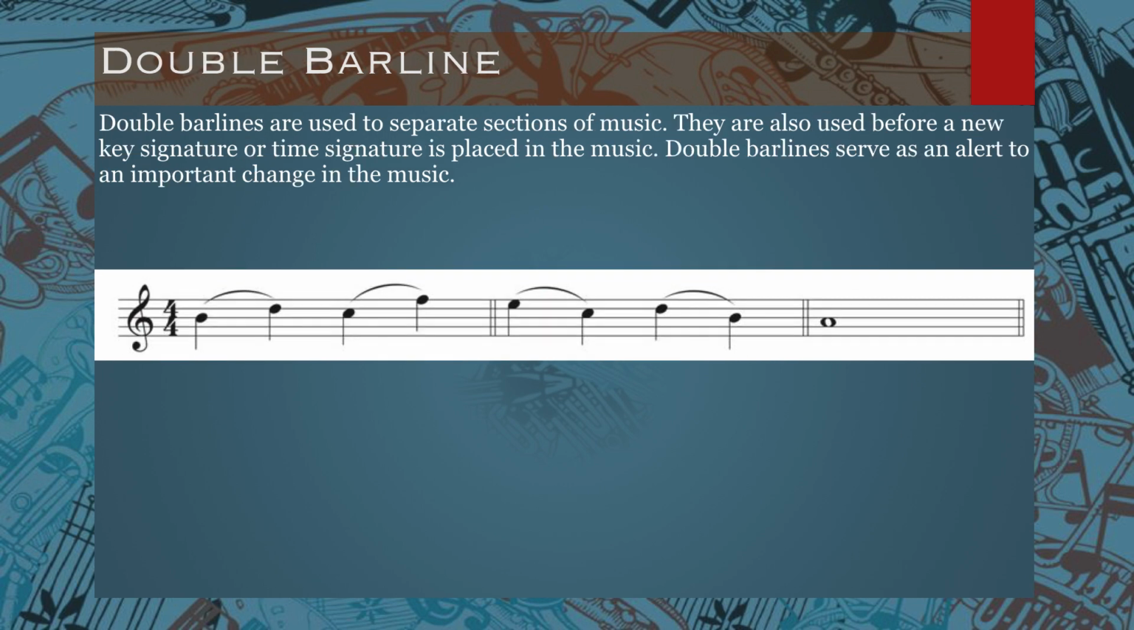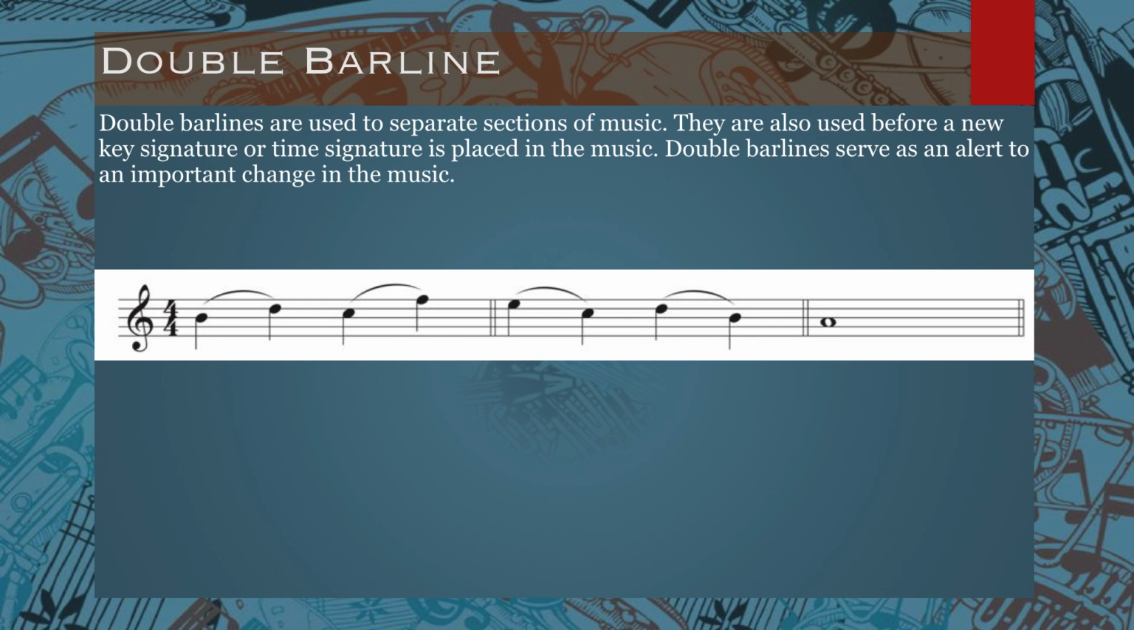The double bar lines are used to separate sections of music. They're also used before a new key signature or time signature is placed in the music. Double bar lines serve as an alert to an important change in the music. So if you see a double bar line, you know the composer has done something different and you need to pay attention because it's important, whatever they did. They really want you to pay attention to it.